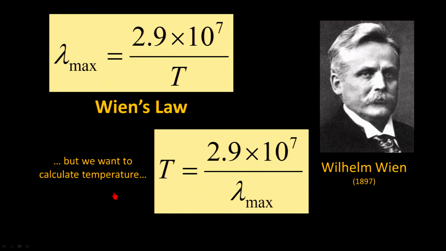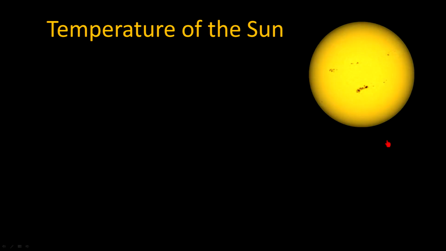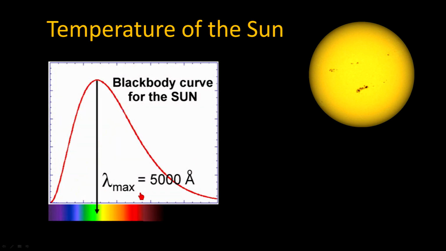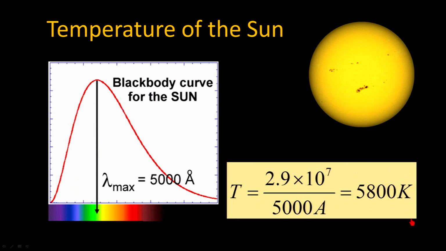As a final example, let's put this into practice with the sun. We take the light from the sun, we pass the light from the sun through a prism, that light gets spread out into its colors, and from those colors, we determine a blackbody curve. From the blackbody curve, we determine lambda max, which is the wavelength where the curve reaches its maximum. Lambda max equals 5,000 angstroms. And then what we do is put that into the formula for Wien's law. And when you plug in 5,000, divide it into the constant, you calculate a temperature of 5,800 kelvins. So the temperature of the sun is 5,800 kelvins.